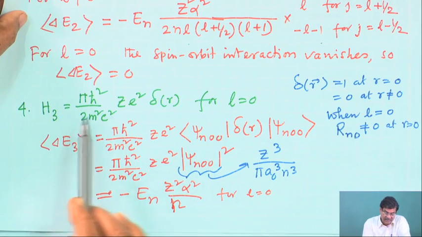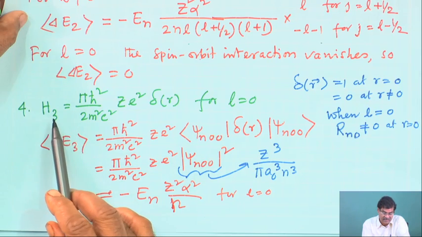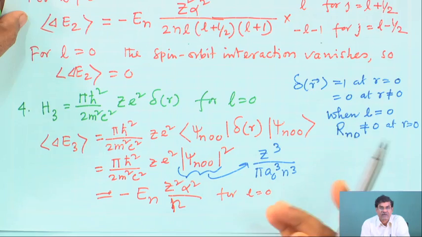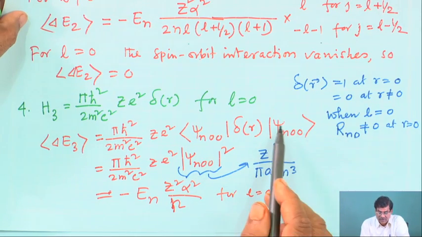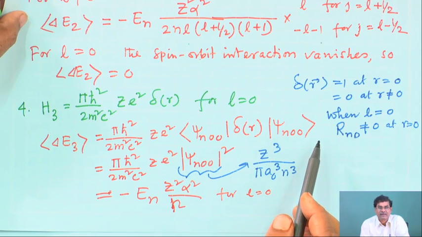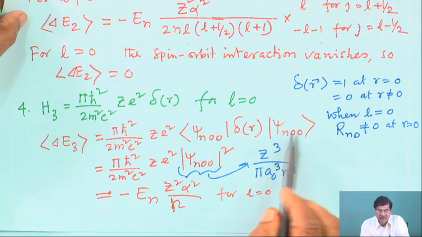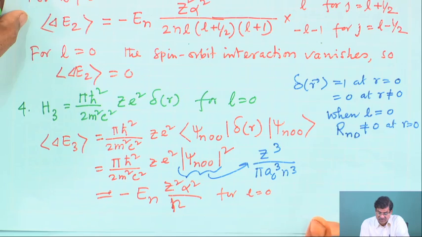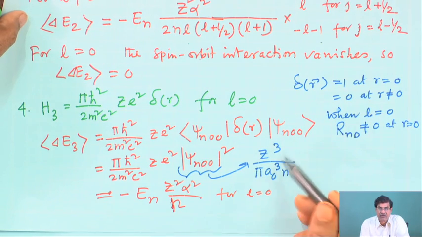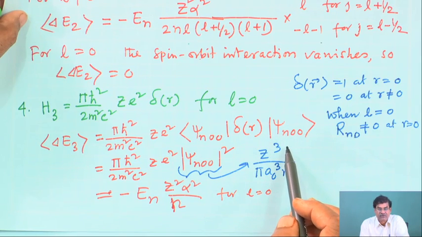So basically one has to find the expectation value for this H3, and here you have to take the wave function. Which wave function will you choose? Only psi n 0 0. When L equal to 0, obviously the other ML will be 0, and MS will not be considered, whether it is there or not does not matter, because what is important is L equal to 0.